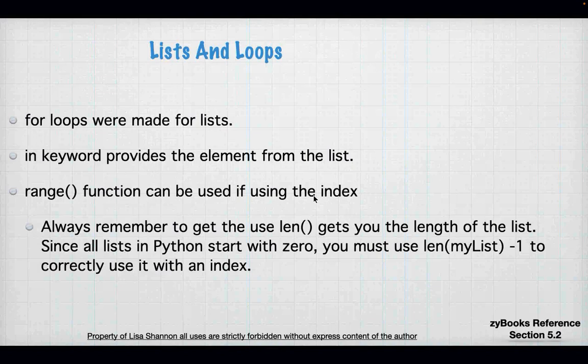And remember, all lists start at index 0. So if you're going to get the length and use that length to do a for loop over the list, you always have to remember that it's length minus 1. Or else you're going to walk off the end of the list, and I'll show you what that looks like.